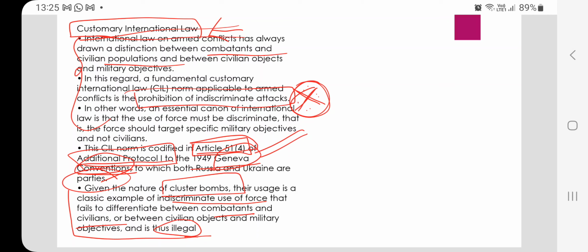Even though they are not party to the convention, it is customary international law which is obligatory on every country. So you must discriminate between the civilians and the combatants. In times of war, you can't target the civilian population the way you target the military forces. It is clearly prohibited and termed illegal. That is why the writer is pointing out that the usage of cluster bombs is illegal under international law, irrespective of whether the countries are party to the convention or not. He is also saying another important point.